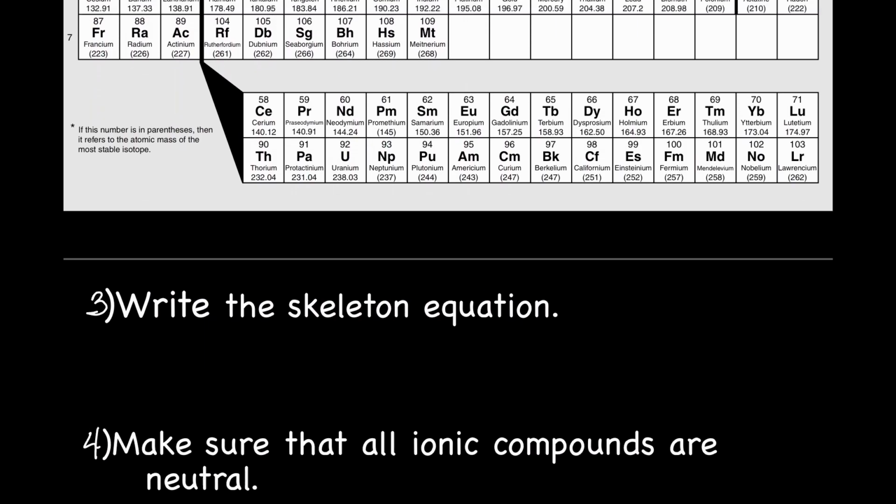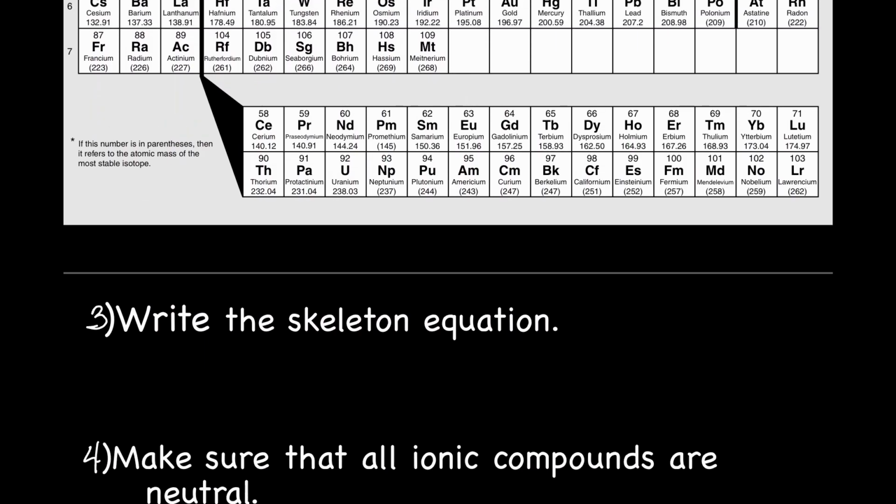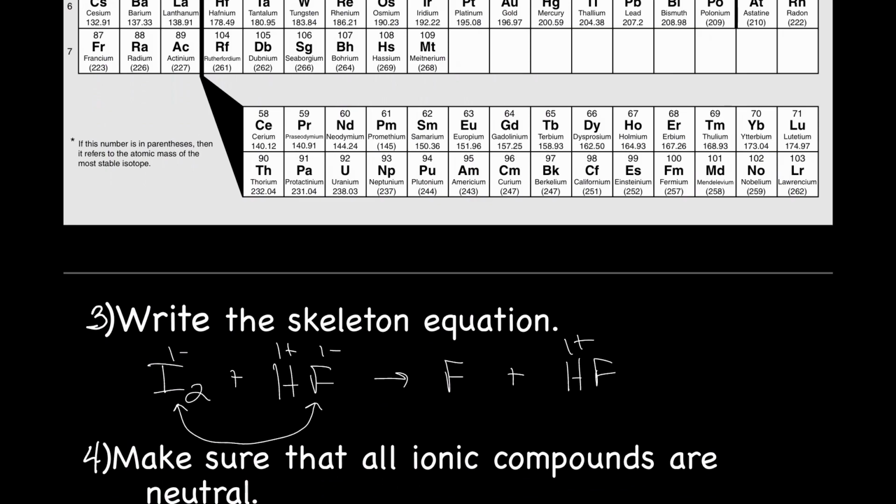Step 3, write the skeleton equation. So let me put our example back. We have I2 plus HF produces, and we had, this was a 1 minus, 1 plus, 1 minus. When we write the skeleton equation, we've determined that iodine and fluorine are going to swap places. So fluorine's going to be by himself, and we're going to have hydrogen, which has a 1 plus, hooked up with fluorine, which is a 1 minus. I know this isn't correct yet. Don't worry. That's the skeleton equation.